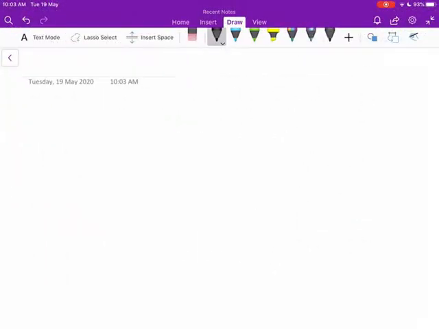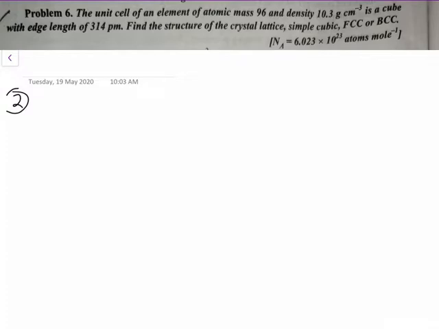The second type of question is: the unit cell of an element of atomic mass 96 and density 10.3 gram per centimeter cube is a cube with edge length of 314 picometer. So now you can see edge length is given, A is given, density is also given. Find the structure of the crystal lattice. Find the structure means you have to find whether it is BCC, simple cubic or FCC. That means indirectly the question is telling you to find Z.